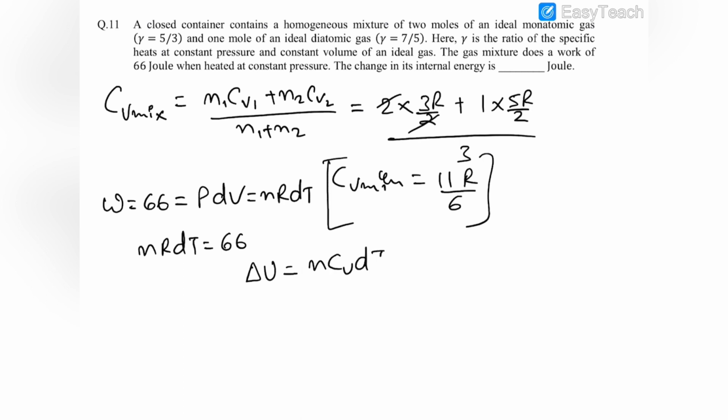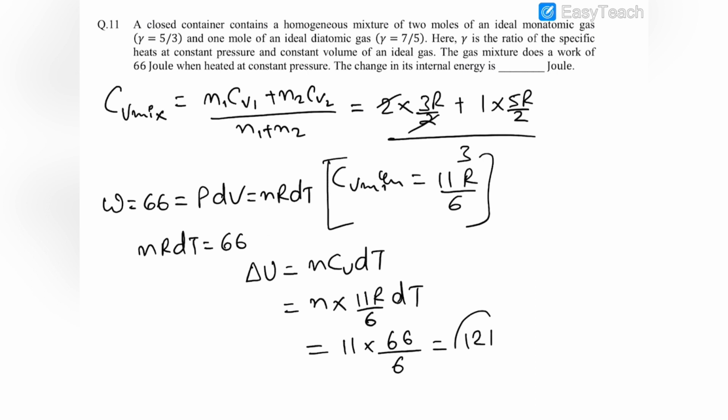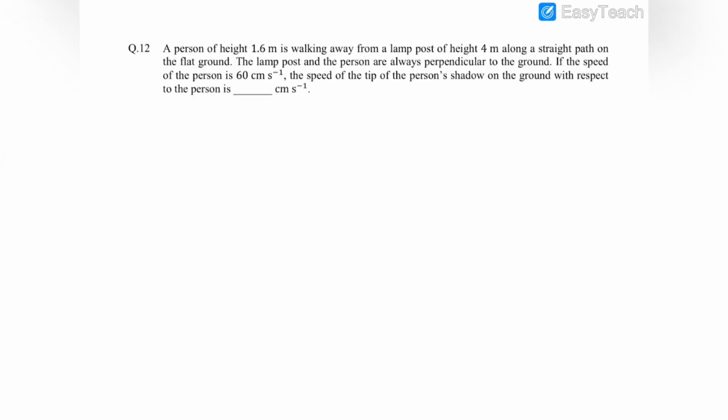N CV dT. So N is the total moles of the mixture, which is 3. CV is 11R by 6, and this is dT. So NR dT is 66. So this is 11 into 66 by 6. So it would be 121. So the correct answer would be 121. Now we move on to the next question.